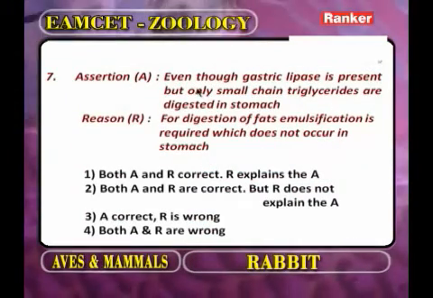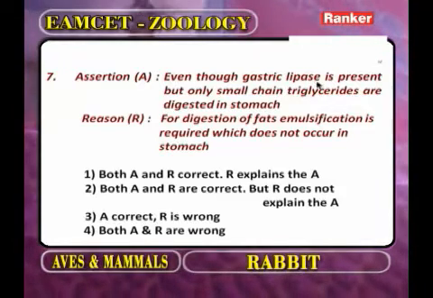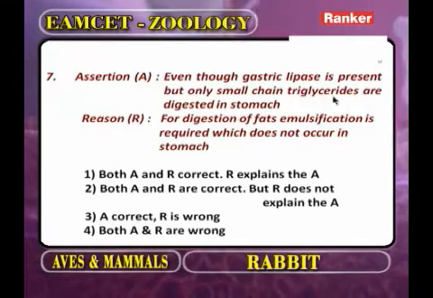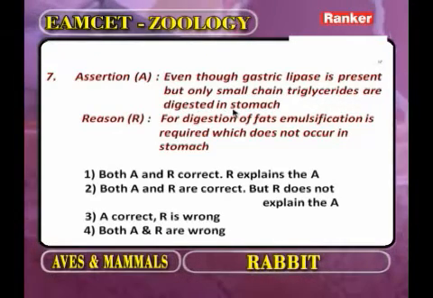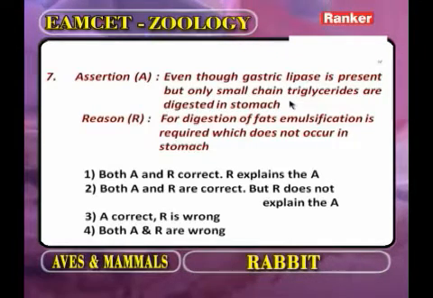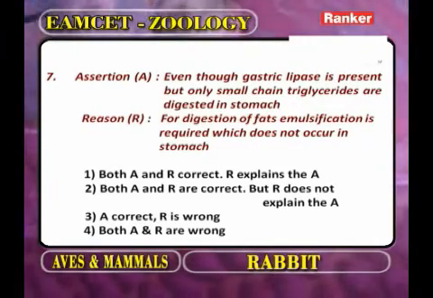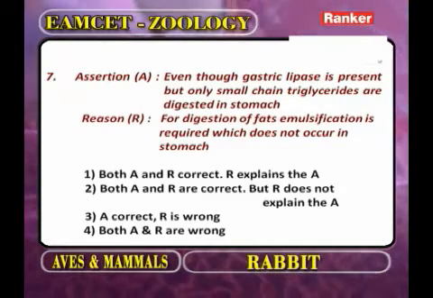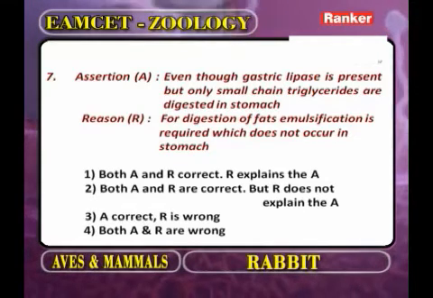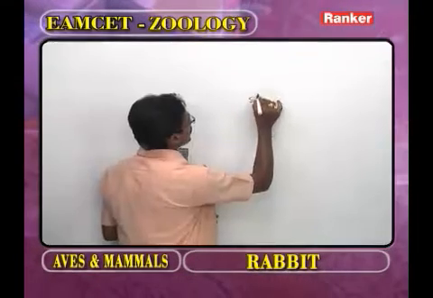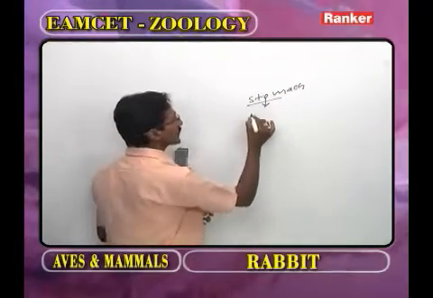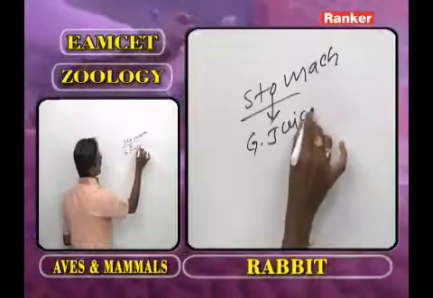Assertion: even though gastric lipase is present, only small chain triglycerides are digested in the stomach. Again, I am repeating the assertion. Now, as we observe the physiology of digestion, the largest part we call the stomach. In the stomach, what type of digestive juice is present? The gastric juice, we know very well.